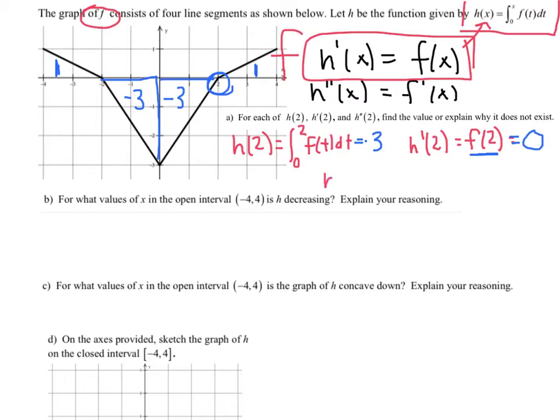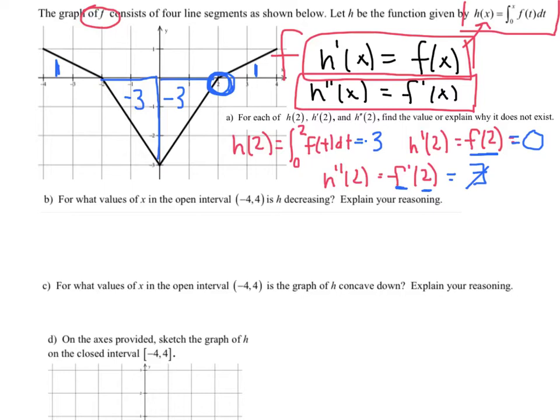Last part, h double prime of 2. Again, let's use our little cheat sheet. I'm using this one. h double prime of 2 is equal to f prime of 2. So again, I'm going to go to graph f. I'm going to go to 2, but this time I want f prime. I'm going to look at its slope. Now you'll notice it comes to a corner. So we're going to say that the slope does not exist.